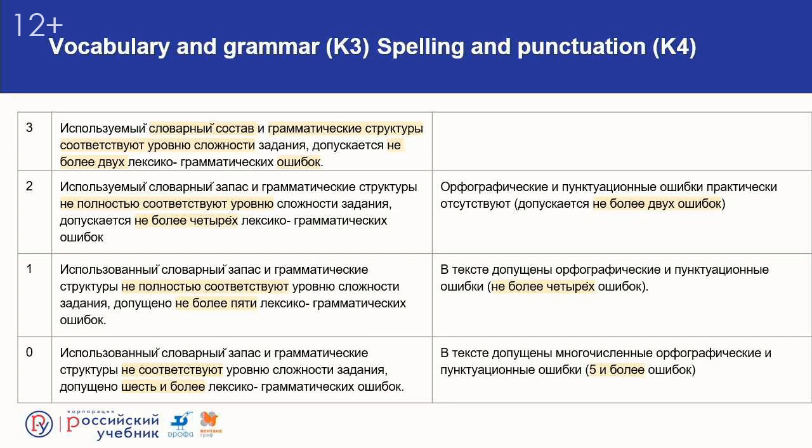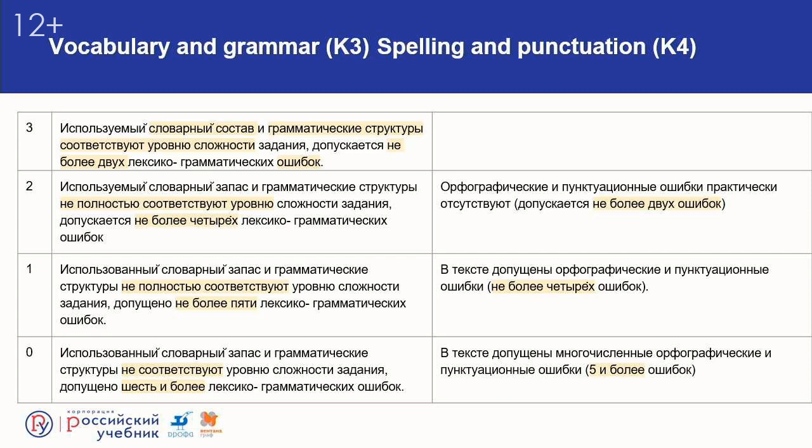Alright, so these are the words that I highlighted, right? The vocabulary used and grammar structures meet or correspond with the complexity of the task. There are no more than 2 language mistakes. This is very important, so we may just need to make sure that the language is not too simplistic and that there are no more than 2 language mistakes.